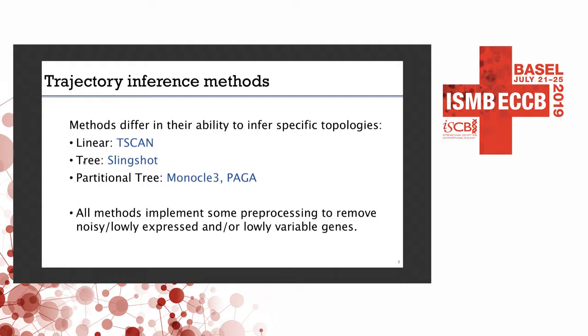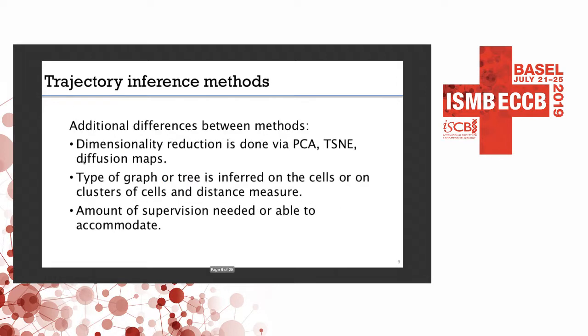And so all these methods, these ones and the previous ones, they all implement some preprocessing to remove noisy or lowly expressed genes or lowly variable genes. So you're just going to use those genes that have a more informative expression, so highly variable genes in your data set.